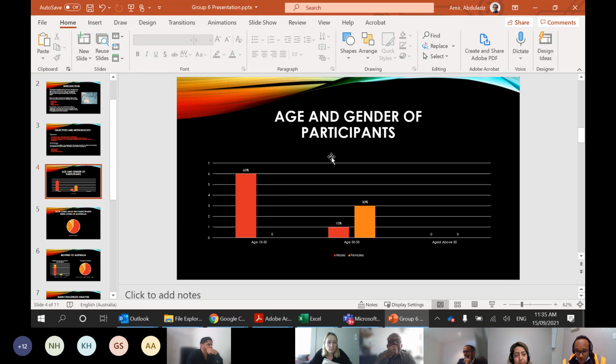The last one, I can't see it here. But I think there are no females over 50. All females in our survey participants are between the age of 30 to 50. Yeah. Okay.